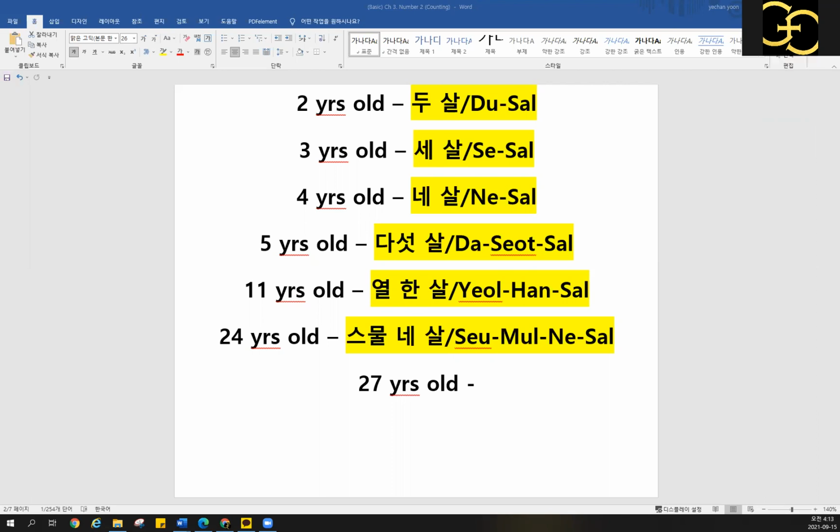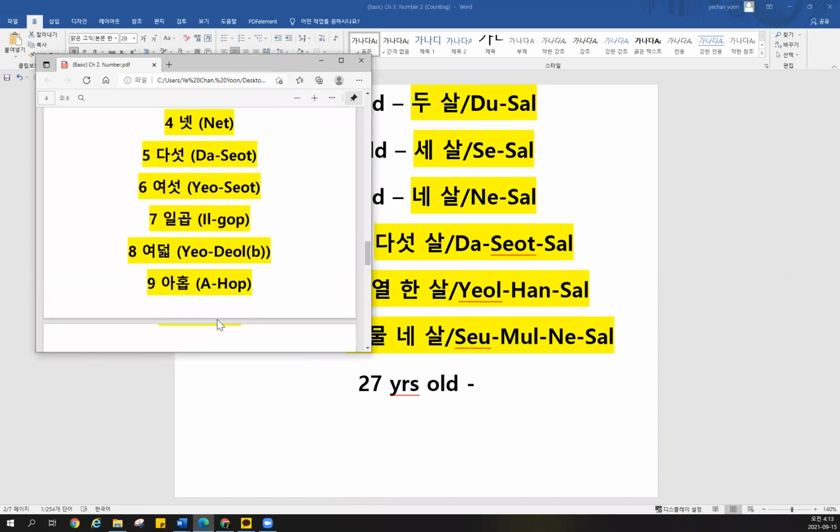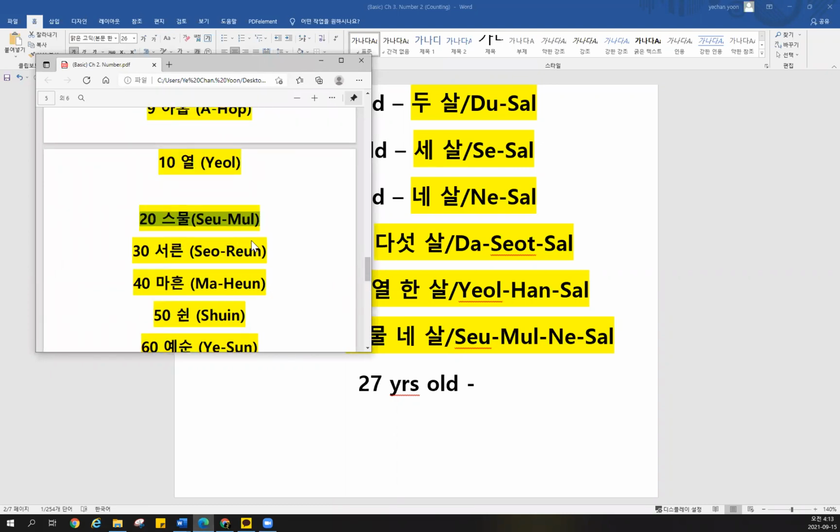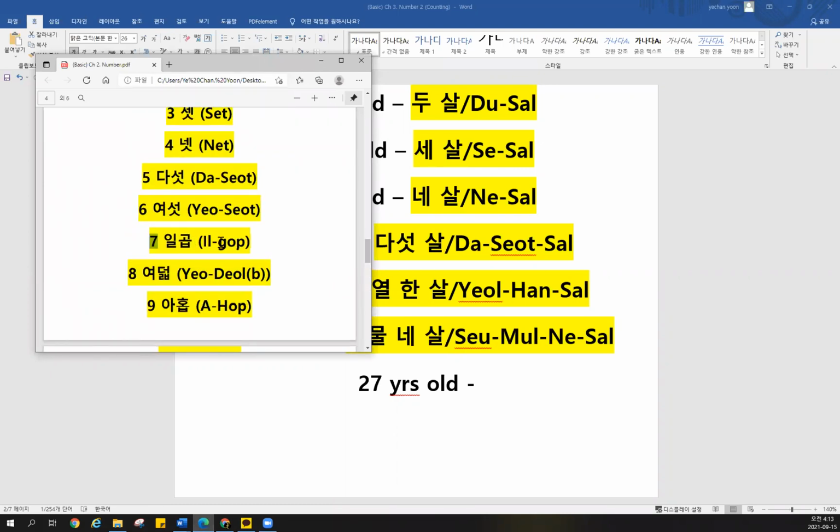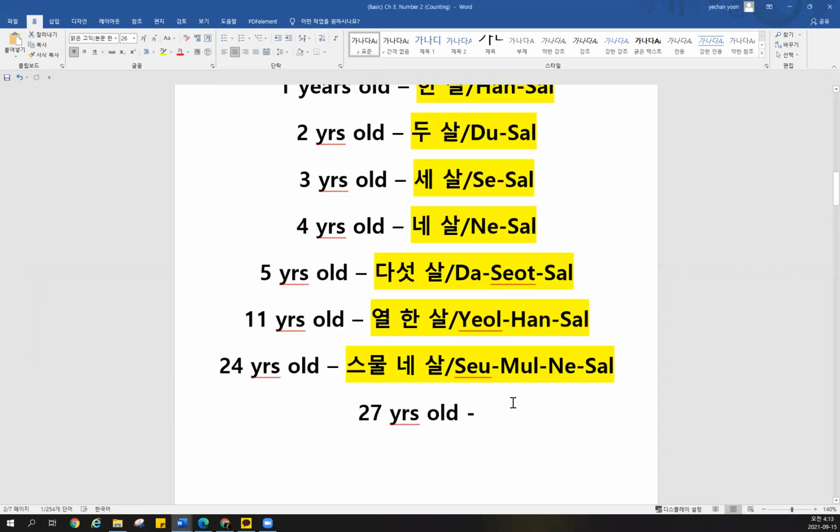And for 일곱, there's no changing form, right? So it's going to be the same. 스물일곱 살. So like this, I'm going to show you just in case. 20 is the same, right? 스물. And then 7 was what? 일곱. So 스물일곱 살. Okay, that was a nice try, Linda.